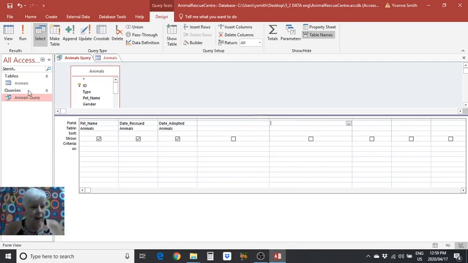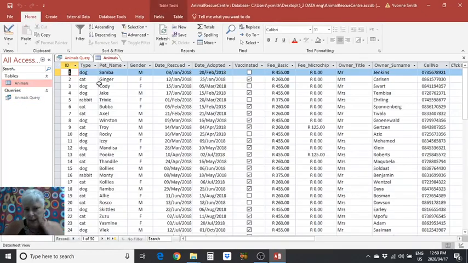Okay, let me show you the table to get a good idea of what's in here. This is a table in the Animal Rescue Center database, a table called Animals. It's a rescue center where animals can go to and then they get adopted, and it's got a whole lot of information in. The only three things we're going to worry about here is the name of the pet, I love these names by the way, the date it was rescued and the date it was adopted.